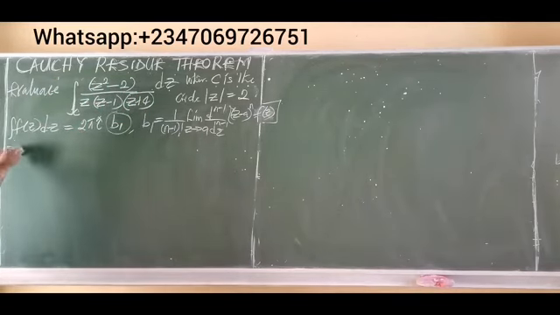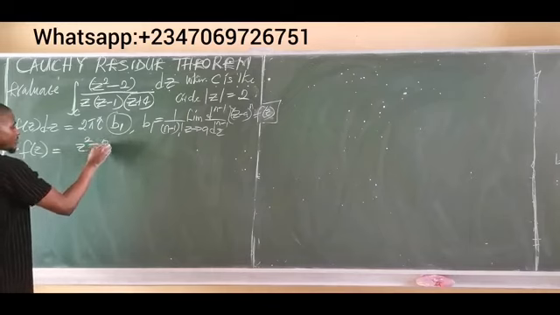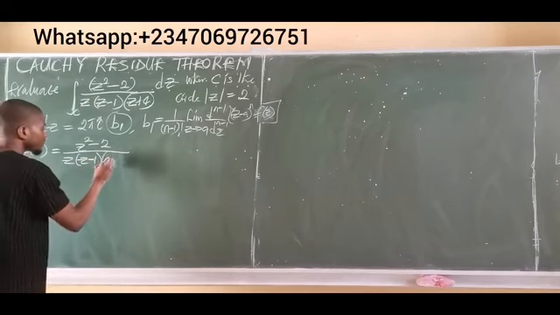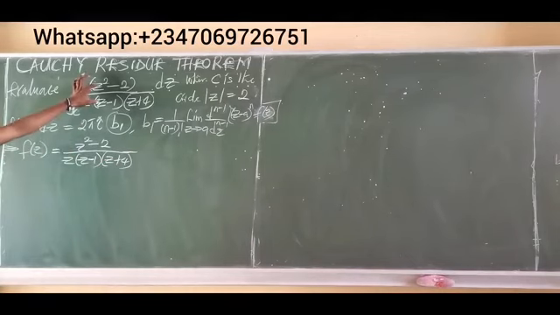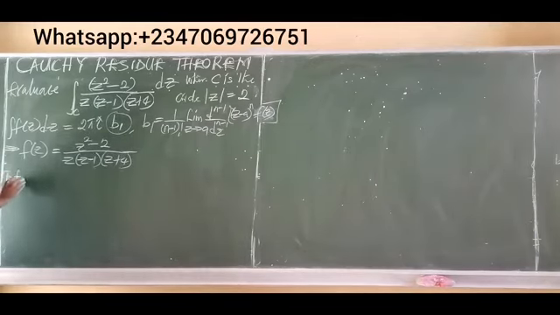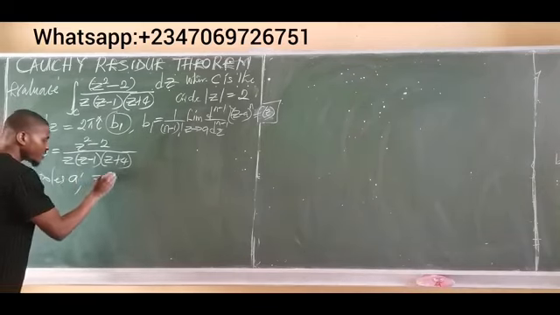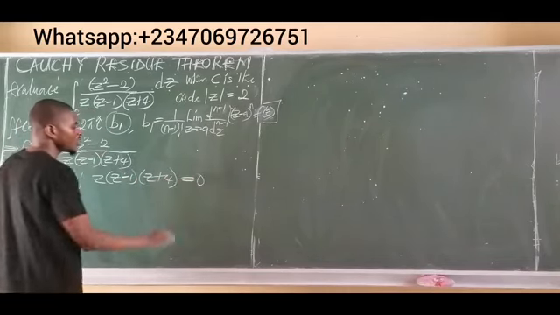So this implies that f of z is equal to (z squared minus 2) all over z into (z minus 1) into (z plus 4). This is our function f of z, upon comparison. Now we need to find the poles. To find poles, you simply equate the denominator to 0. The poles are a, so we have z multiplied by (z minus 1) multiplied by (z plus 4) equal to 0.